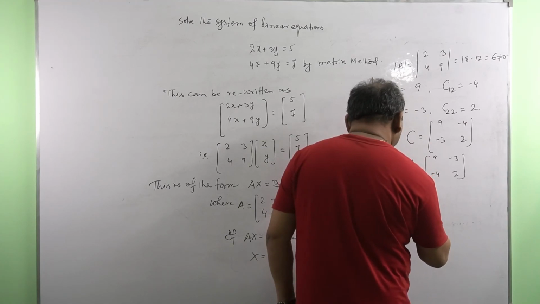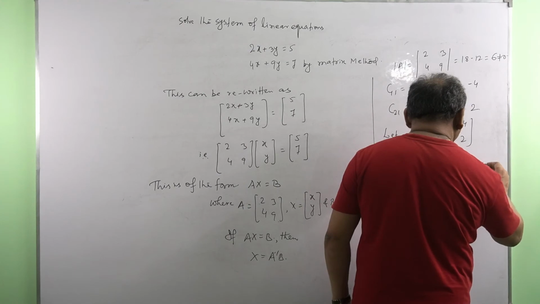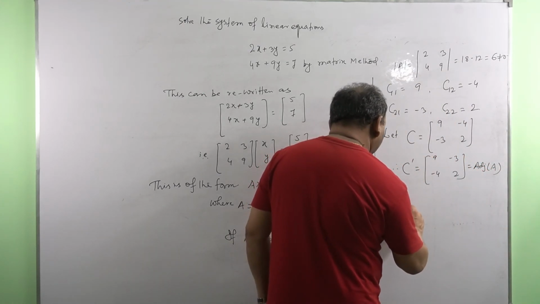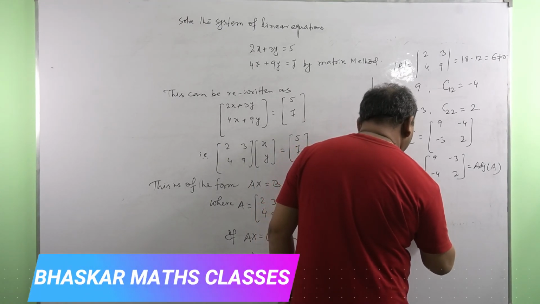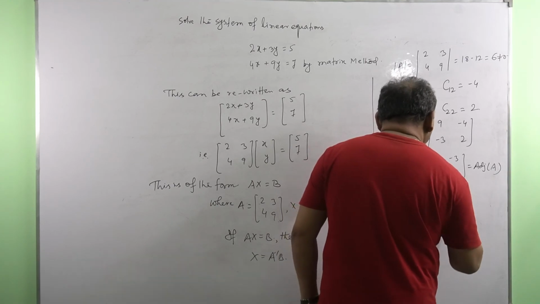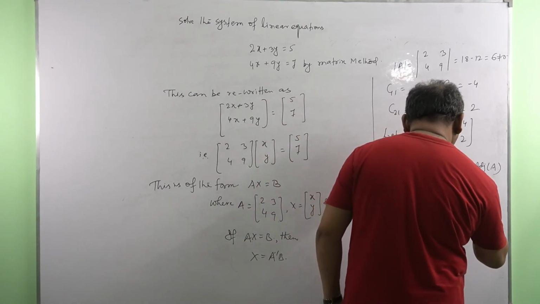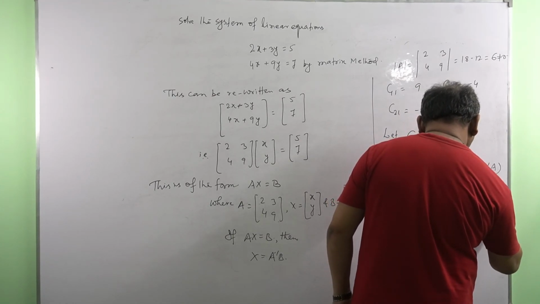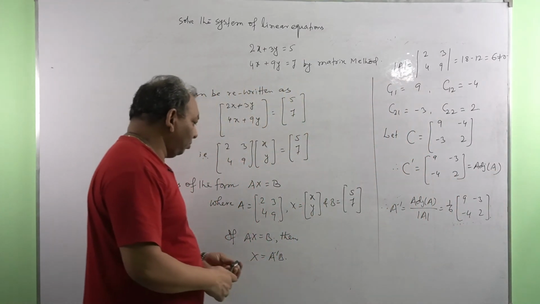This is called the adjoint of matrix A. Therefore A inverse is equal to adjoint of A by determinant of A. So the determinant of A is 6, so A inverse is 1 by 6 into 9, minus 3, minus 4 and 2. So this is the inverse of the matrix A.